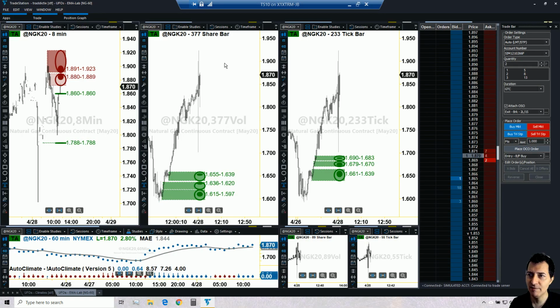Let's see what I have on my TradeStation. Notice on my TradeStation, because of the last trade that we planned probably a long time ago, I was using the K. So I'm going to have to change this to @NGM20.